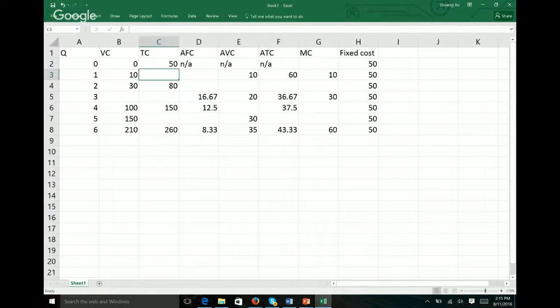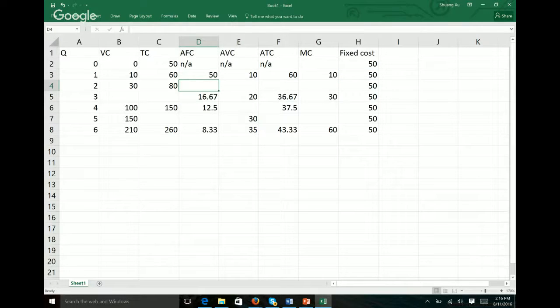Now, for your second level, so for quantity of 1, we know the variable cost, which is 10. We know the fixed cost of 50. That means your total cost equals your variable cost plus your fixed cost. So that will be 60. And then your average fixed cost will equal your fixed cost, which is 50, divided by the quantity. This will give you your average fixed cost.